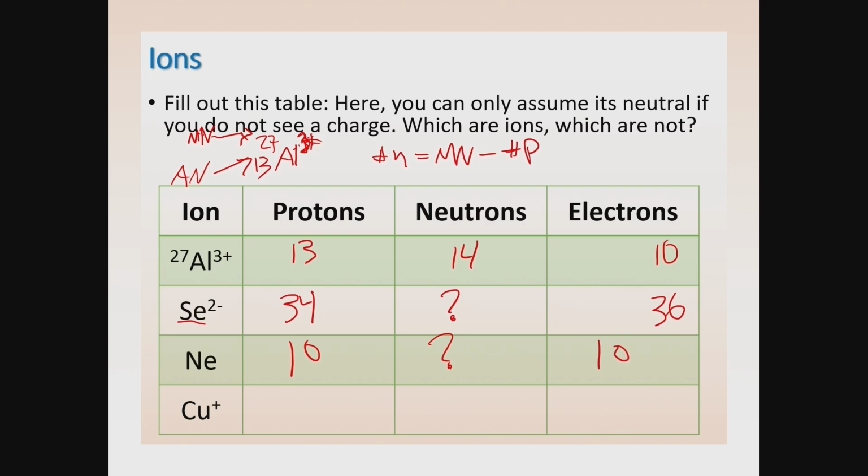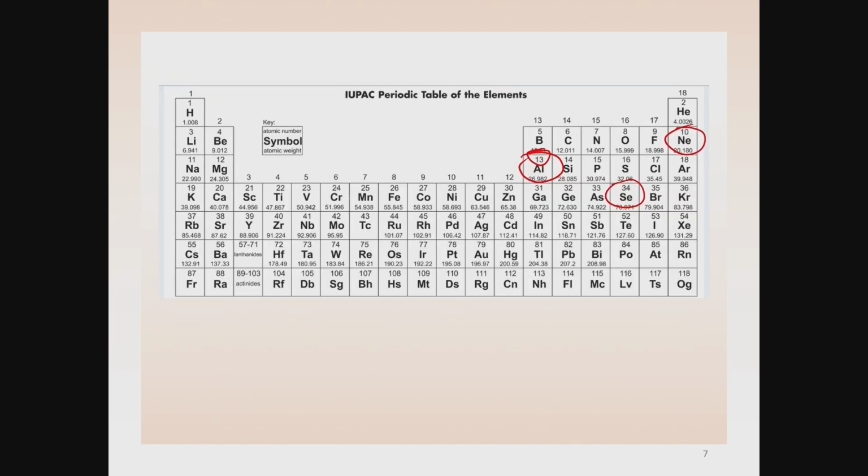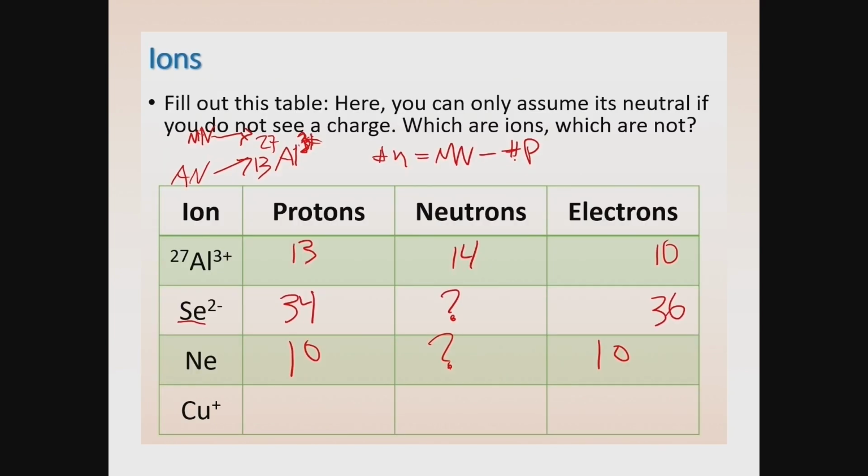We have a copper ion. We'll look up the number of protons by looking up its atomic number. Copper has an atomic number of 29, so there are 29 protons. There's no way we can figure out the neutrons because I don't see a mass number associated with that symbol, so we don't know what that is.